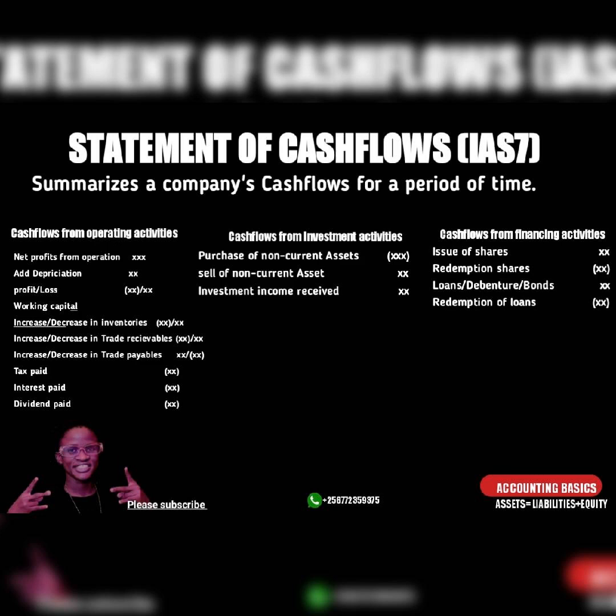Loans or debentures and bonds. When you get a loan from the bank, you're receiving money. That's a cash inflow. You're bringing in money. So in cash flows, we don't look at whether you're going to pay that money back or not. What we're looking at is whether cash is flowing in or cash is flowing out. That's what we have to look at mostly with cash flows. So redemption of loans, you're paying out loans, meaning you're giving out money. That's a cash outflow.